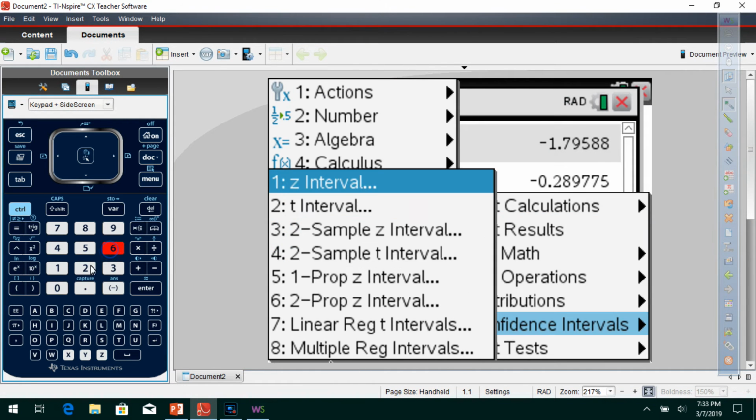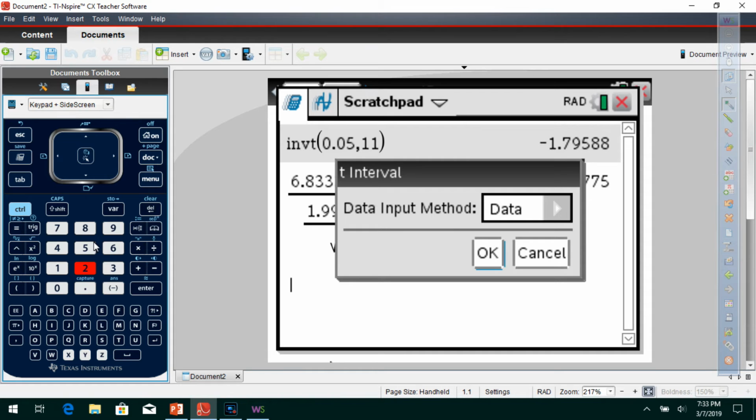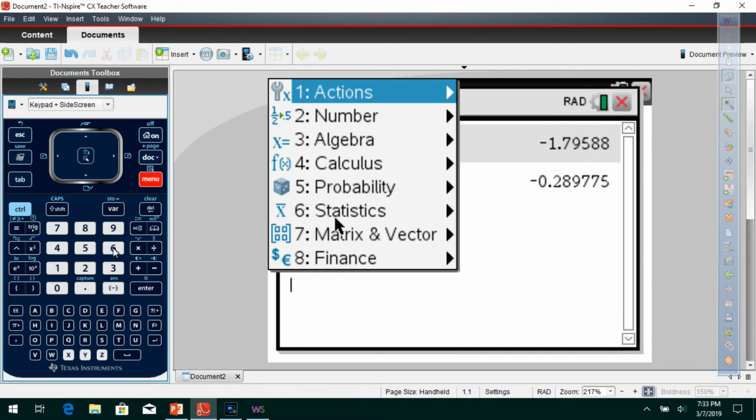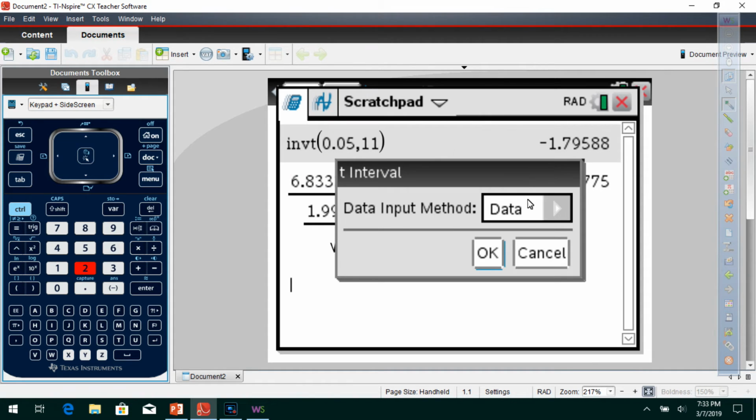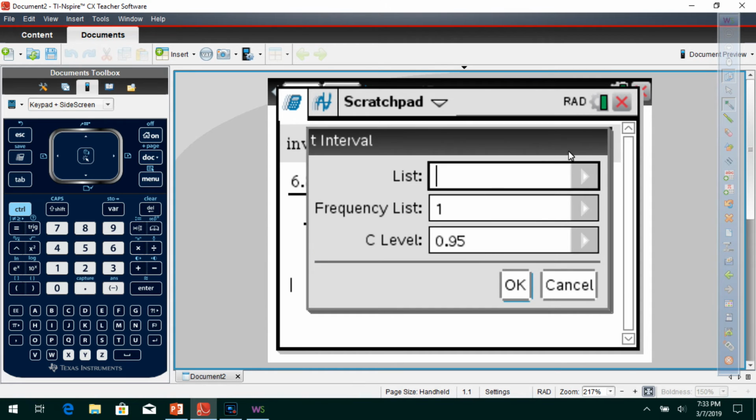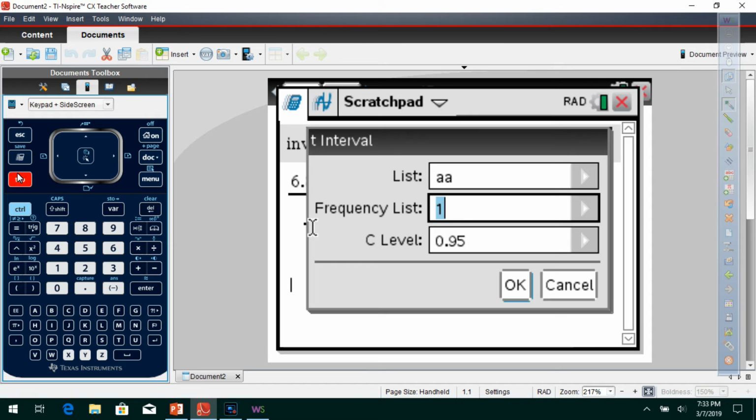Menu 6, 6, and then 2 for the t interval. All right, we can still use the data. Let's just hit OK. And the list is AA. It's not going to do it like that. All right. Why is that not working? Let's type in AA and see. Nah, that's not going to work.